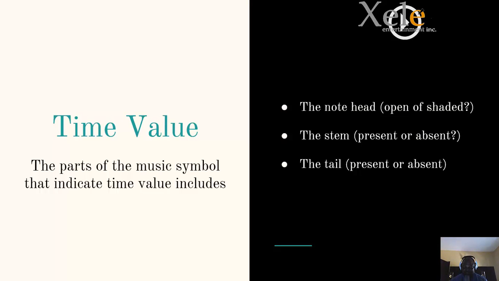The first part is the note head, and we're checking to see if that note head is open or if it's shaded. The next part is the stem. We're checking to see if there is a stem or there is no stem. And the third part that we must look at is the tail. We're checking for the presence or absence of a tail. Sometimes the tail is referred to as a flag, and in some other situations it's known as a beam.